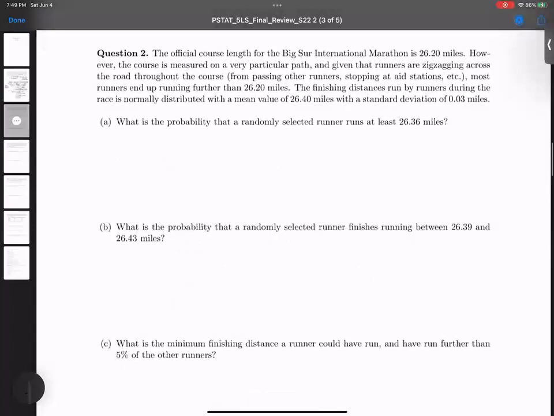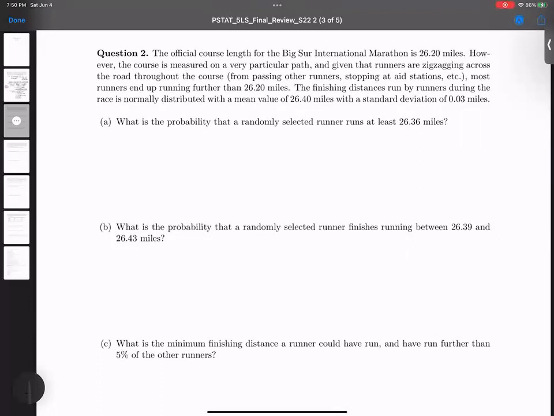So question 2, the official course length for the Big Sur International Marathon is 26.20 miles. However, the course is measured on a very particular path, and given that the runners are zigzagging across the road throughout the course, from passing other runners, stopping at aid stations, etc., most runners end up running further than 26.2 miles. The finishing distances by runners during the race is normally distributed with a mean of 26.4 miles and a standard deviation of 0.03 miles. So what is the probability that a randomly selected runner runs at least 26.36 miles?